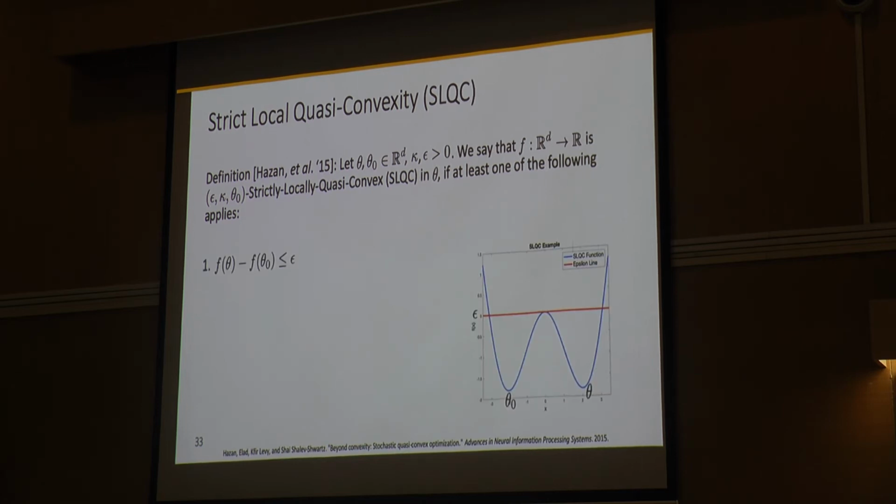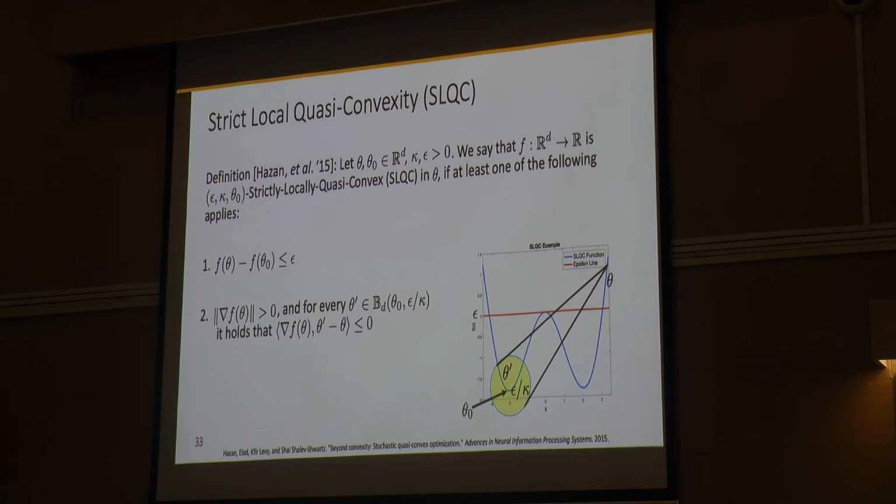So here's our function. You're looking at one minima, which is theta naught. If your function is within epsilon of this minimum value f of theta naught, you're SLQC, so you're locally quasi-convex right here. Or you're outside, f values are larger, so your theta is somewhere outside, but the gradient at theta is such that the negative of the gradient is in the same direction as the direction from theta to theta naught. And it's not just for theta naught, this holds true for all points in a ball of radius around theta naught.